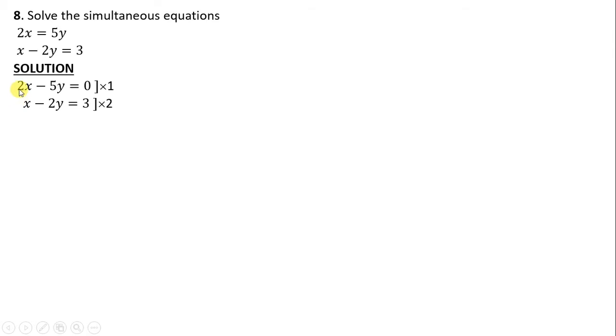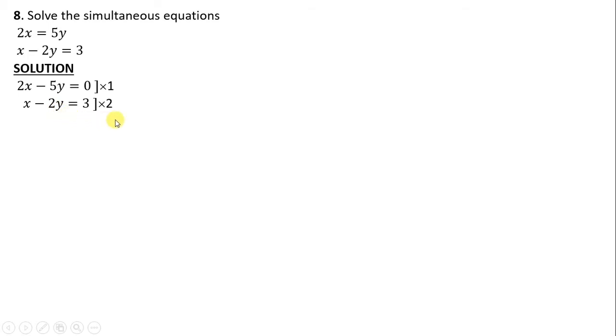The coefficient is the number before the letter. So here my coefficient is 2. Here my coefficient is 1. Here my coefficient is negative 5. Here my coefficient is negative 2. So these cannot be eliminated unless the coefficients are the same.